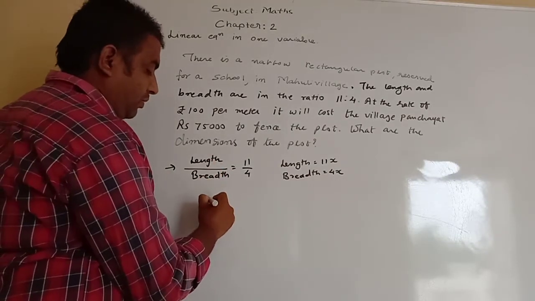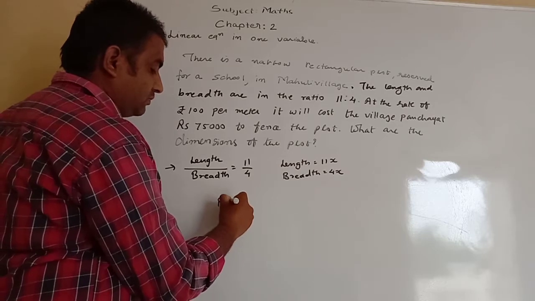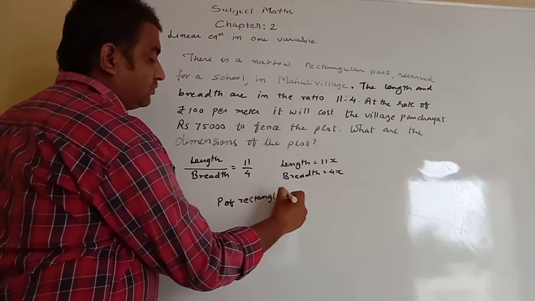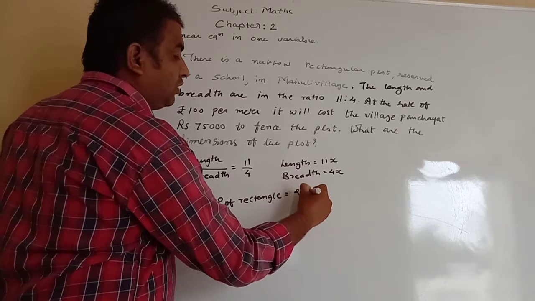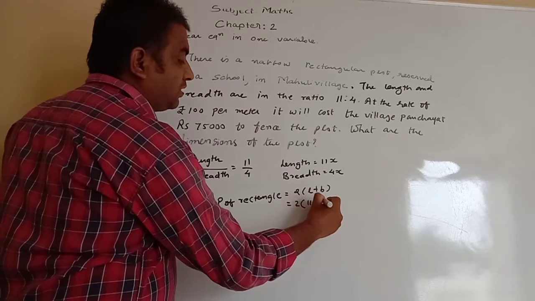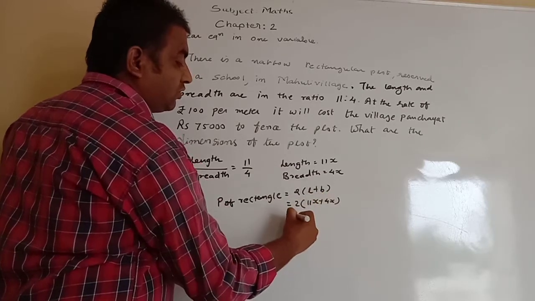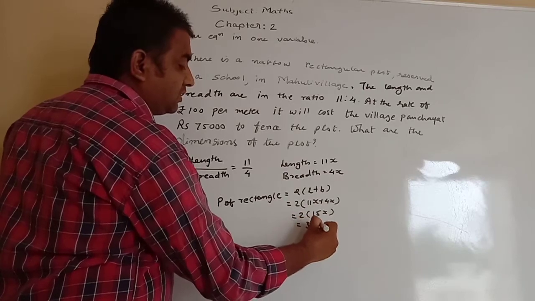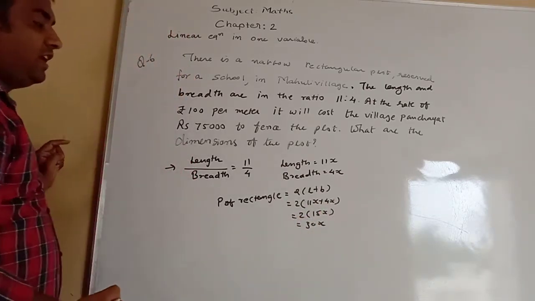The perimeter of a rectangle equals 2 into (L plus B). So 2 into (11x plus 4x), so 2 into 15x, that is 30x. So the boundary is 30x meters.